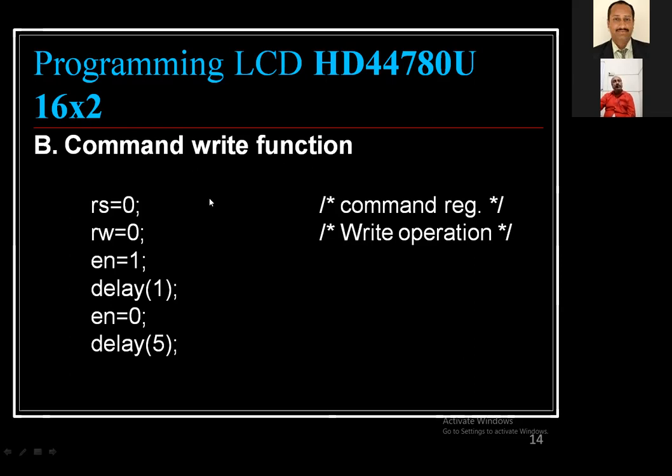So for command write function, you want to give some data to the LCD. At that time RS should be 0, then RW should be 0, and EN must be 1. Why is it so? If you make RS equal to 1, it will not transfer the data. If RW is 1 it means read, and RW 0 means it is in write mode. So you can just use this as a write mode, because you want to write the data to the LCD.